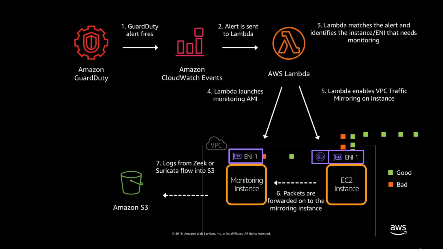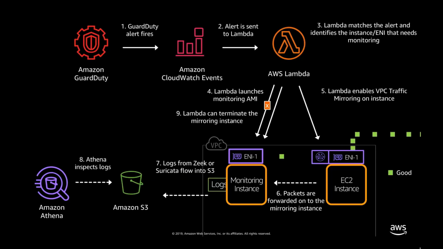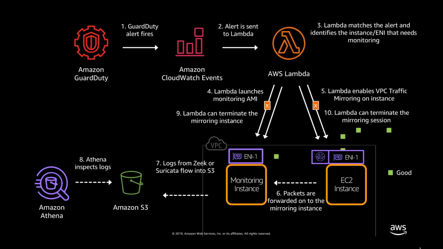And then, one of the customers has been using Zeek and Suricata to monitor the traffic. They are creating flows from the monitoring instance and sending them to an S3 bucket. Then you can use Amazon Athena to provide a human readable format of these logs to humans who can make high judgment calls. So this is just one framework that our customers are using in production today. Once you are done with monitoring your EC2 instance, you can then have Lambda disable the traffic mirroring and terminate the monitoring instance as well. So the cleanup can happen automatically too.